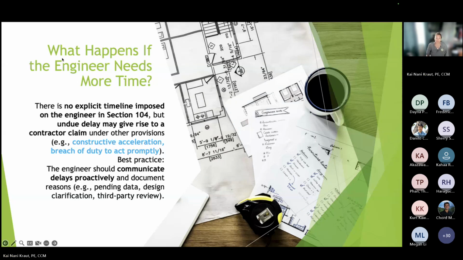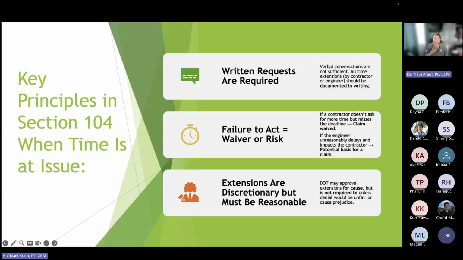So their recourse right now is going to be, well, this district doesn't do it, this project doesn't do it. That's their defense. And when we all do it, that defense goes away and we can really stand behind our contract because it's a condition of our contract. Okay, the engineer should communicate delays proactively and document the reason. It just means we have to perform our obligations under the contract. If we're not doing that, then we're waiving our rights.